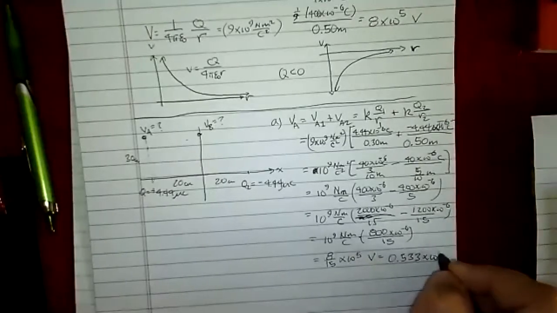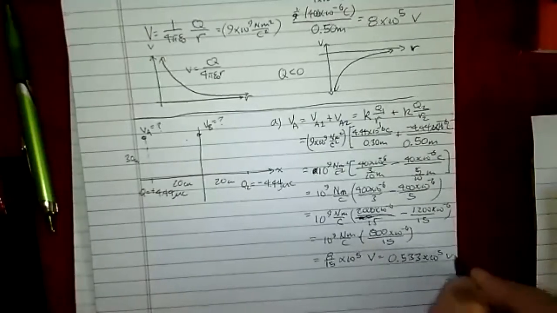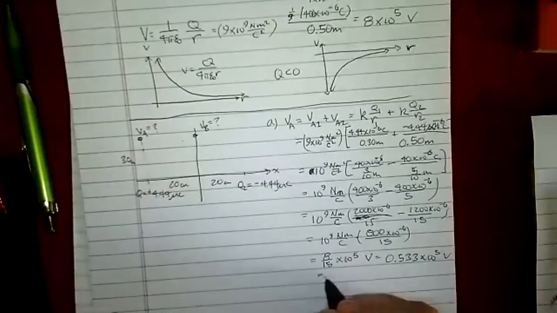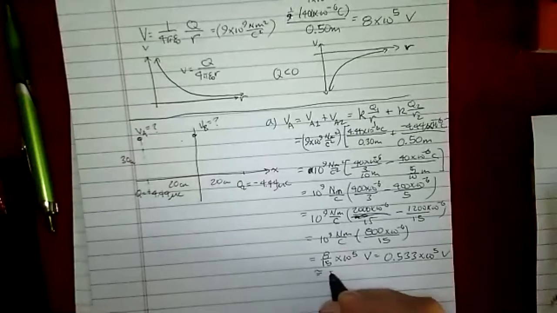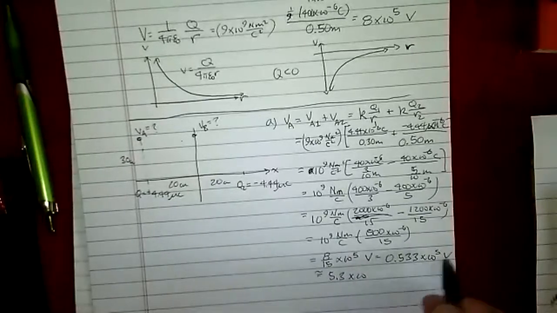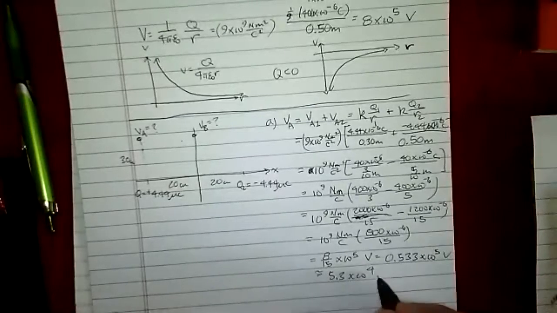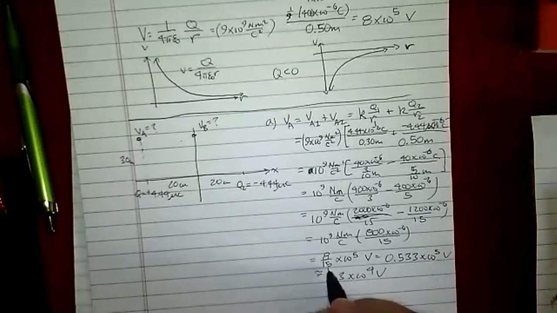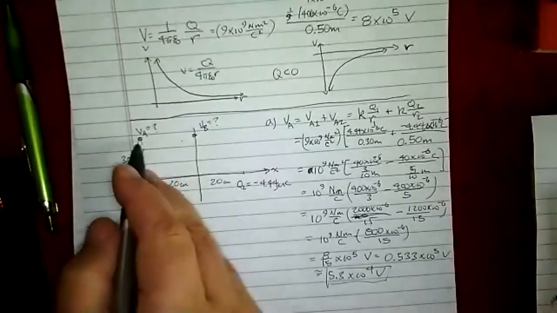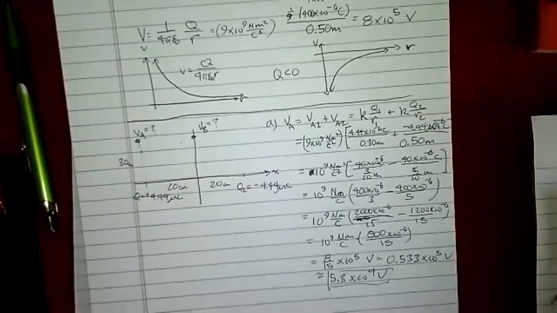0.533 times 10 to the 5th volts, which is also equal to about 5.3 times 10 to the, so I multiplied by 10, that means I got to divide by 10, so it's 10 to the 4th volts. So the voltage at A is 5.3 times 10 to the 4th volts, or basically 53,000 volts at A.